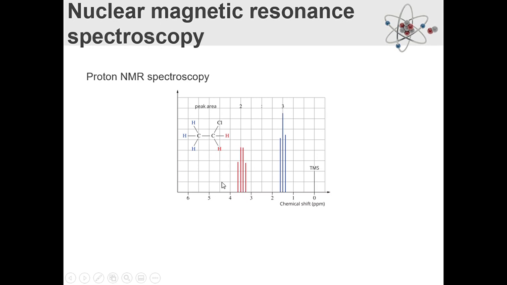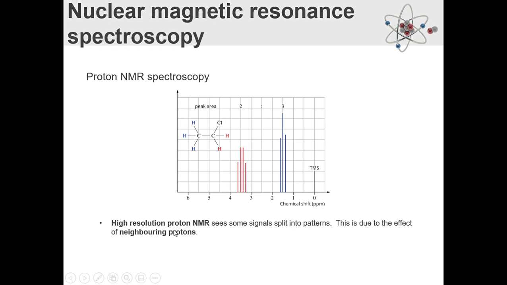Slightly more shielded, sorry, because it is next to chlorine, which has 3 lone pairs. So it's slightly moved to the left, and it's got 2 hydrogens. Here we have 3 hydrogens, and it's about 1.5. But what is that pattern? Let's find out.